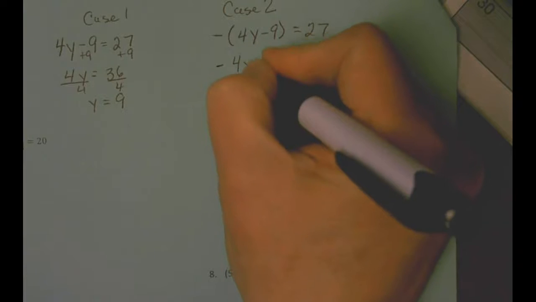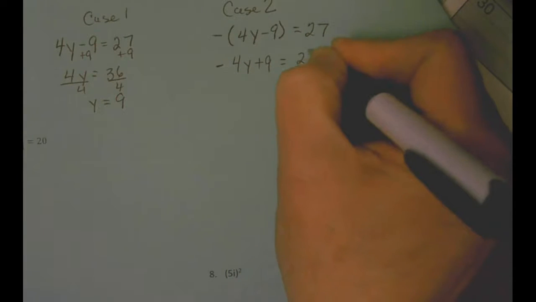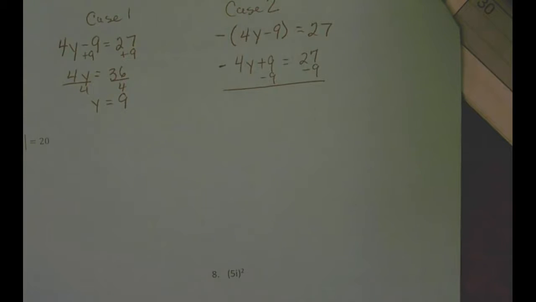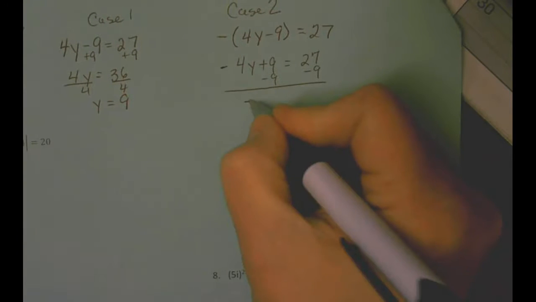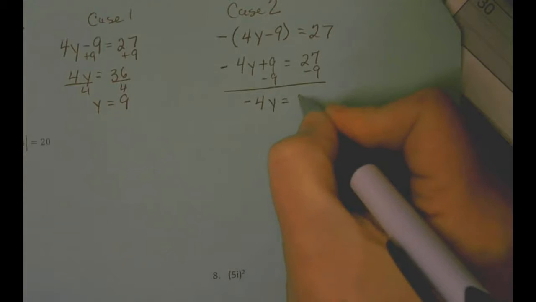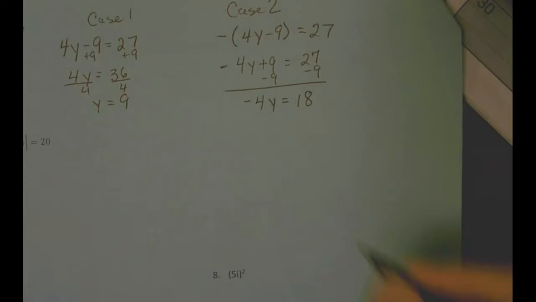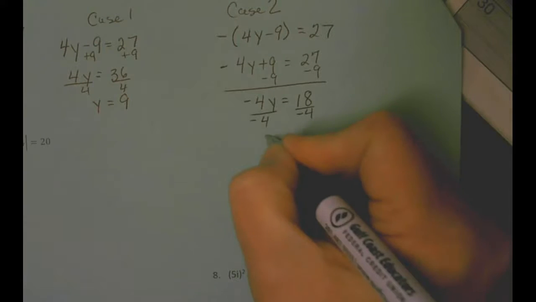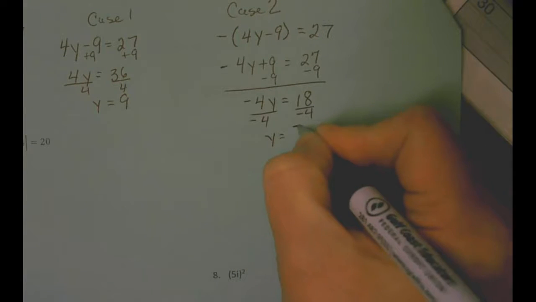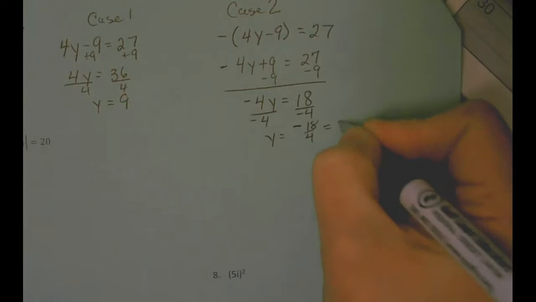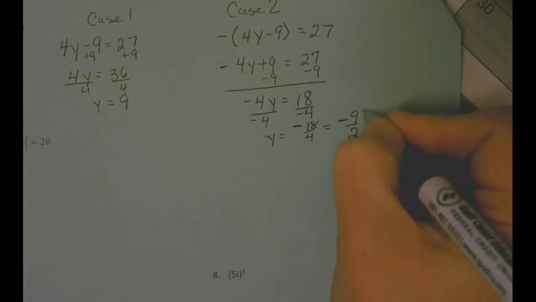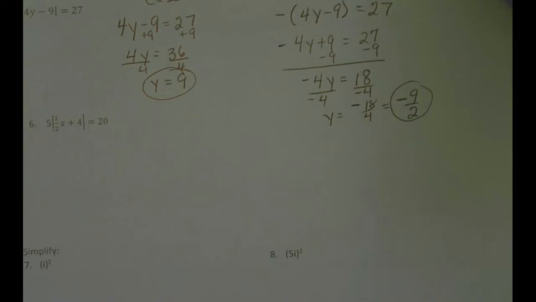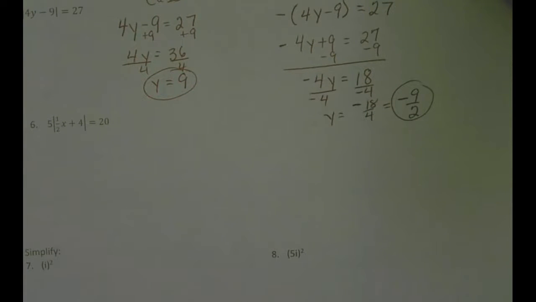Distribute. Subtract 9 from both sides of the equation, and negative 4y would equal 18. Divide by negative 4. Y will equal negative 18/4, which reduces to negative 9/2. There are your answers to case 1 and case 2.